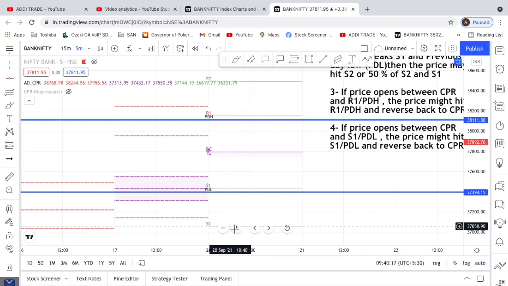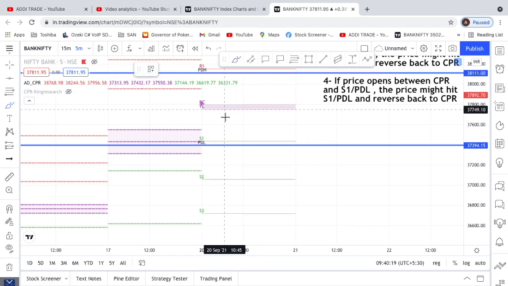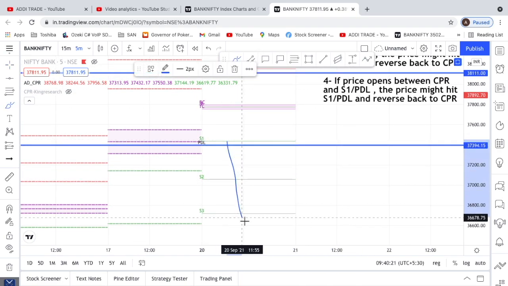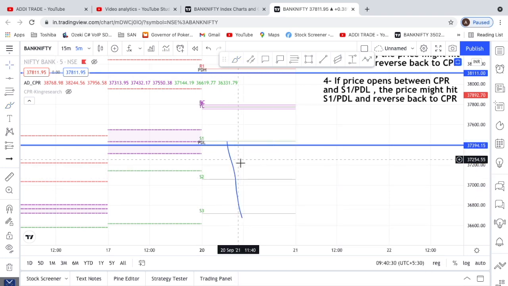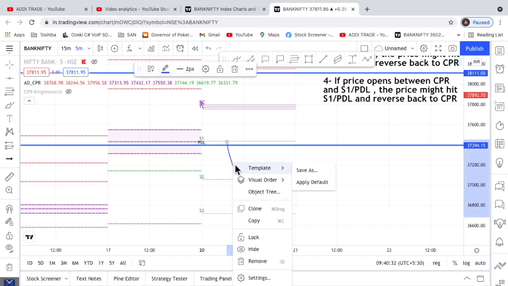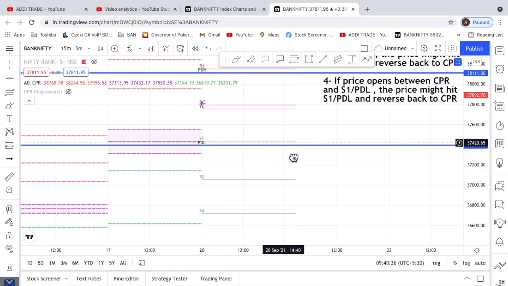And it's not necessary that it will only come here. It can even go to S3 on certain days where it's very bearish or bullish. So we will have to trail our stop loss. Now I told you about the entry. Now what about the stop loss, right? You cannot enter a trade without a stop loss, right?